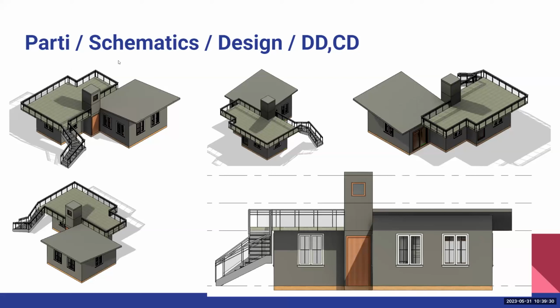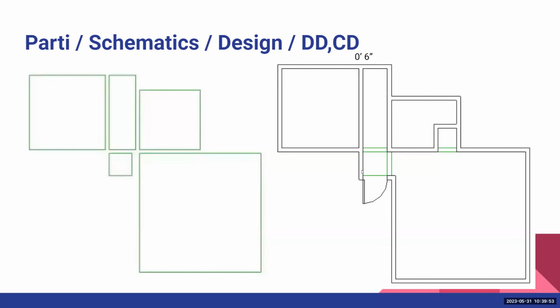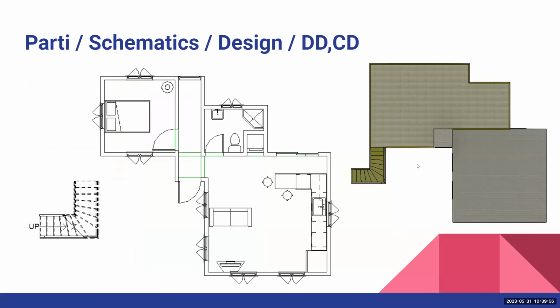Okay, here are the parti, schematic designs, and DDs, CDs. So this is how it started out. Then we made changes to the chimney to have space, so the chimney is not overlapping with the wall. And here's the furniture placement I have. And here is showing the roofing. And also the chimney doesn't overlap with the wall over here.